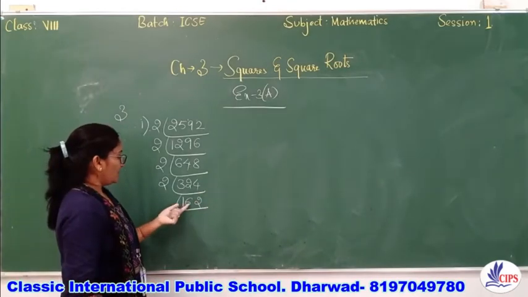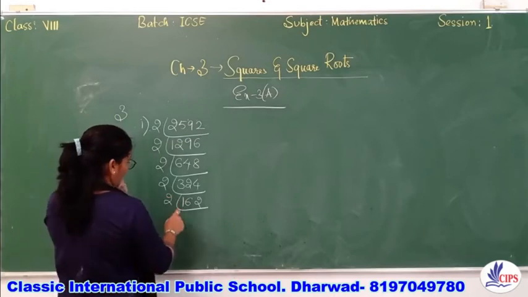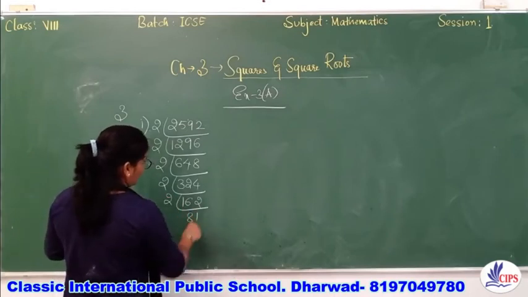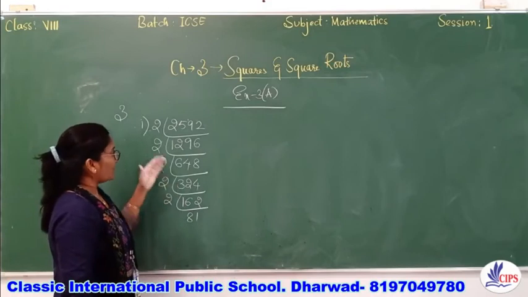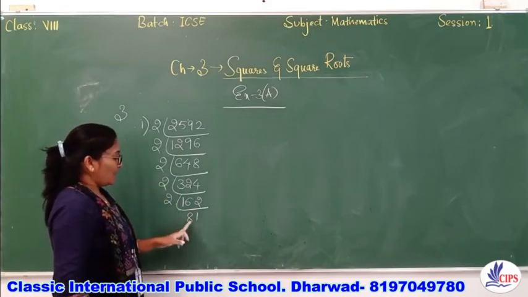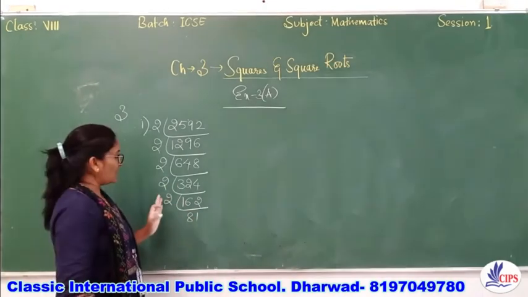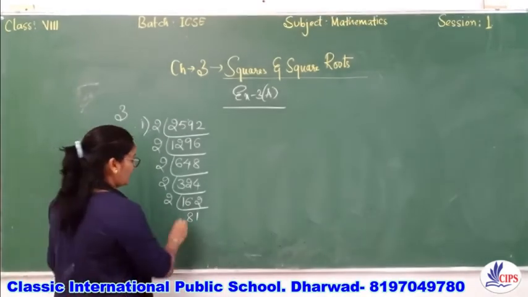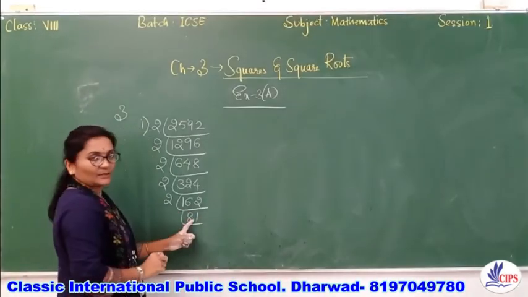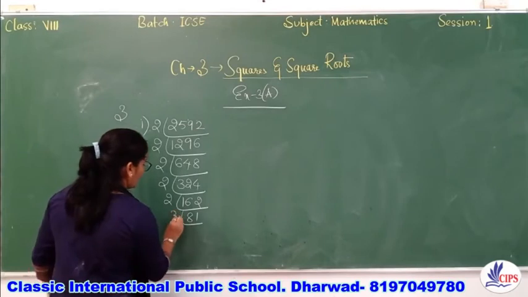Now we have got again an even number, so 2 8s are 16 and 2 1s are 2. So we have completed all the 2s. Now 81 we have got. 81 is not divisible by 2 because it's an odd number. I'll take 3 because it's divisible by 3. 8 plus 1 is 9. So 3.